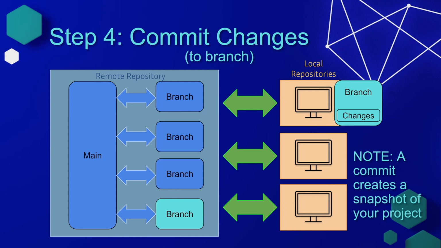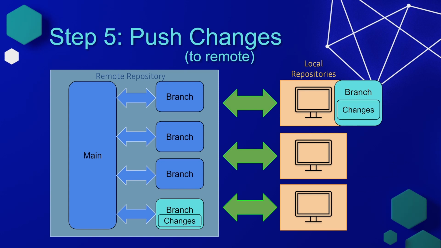Now, this is really beneficial because it means that you can always revert back to any previous commit if something breaks. So I always recommend to only do a commit when you have things working stably and the way you want. Step five is to push those changes to the remote repository, which means now your branch on the remote repository is an identical copy to the one on the local repository.